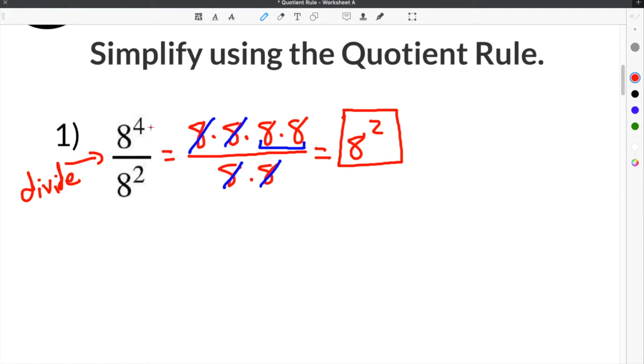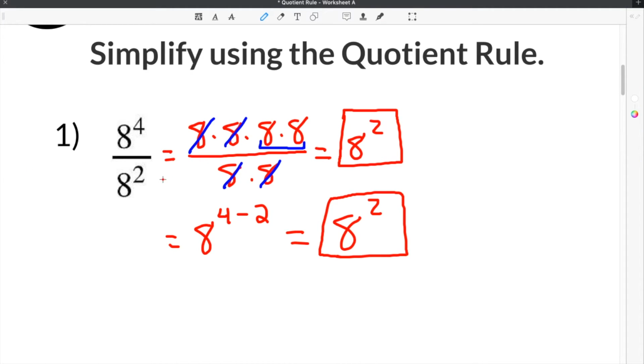So a shortcut, instead of having to do this middle step, would be to subtract the exponents. So if you take 8 to the 4th minus 2, so we're taking the top one minus the bottom one, we will get the same answer. So it'll be 8 squared. And you can use this shortcut anytime you are using the quotient rule for exponents.